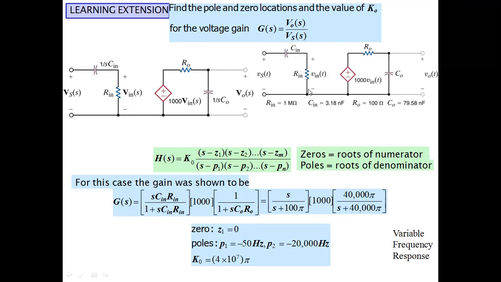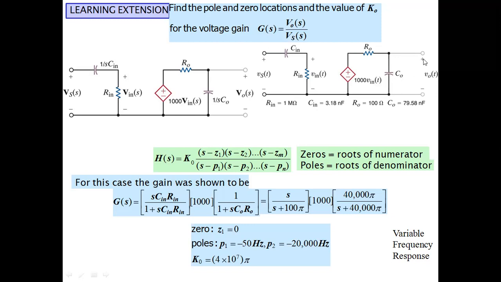If we have 1 by SC, you can take that capacitor value. If we have R, we can take that value as R directly. So if they give the values for R input, C in, R output, capacitor output, at that time we can put these values and solve, because here we are supposed to solve for the voltage gain, that is nothing but output voltage upon the input voltage.